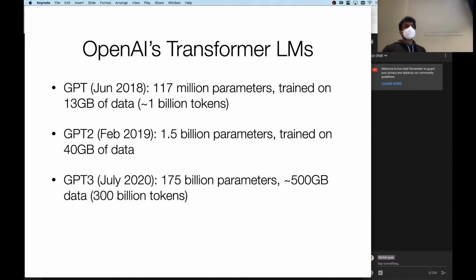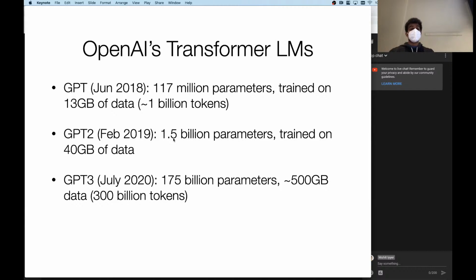Some of the most popular transformer language models that have been released are OpenAI's GPT. That was in June 2018. It was pretty big for the time, but now it's considered super small. It's 117 million parameters, trained on about 13 gigabytes of data. So this is 1 billion tokens. You can approximate a token as a word, so 1 billion words. GPT-2 came out less than a year later.